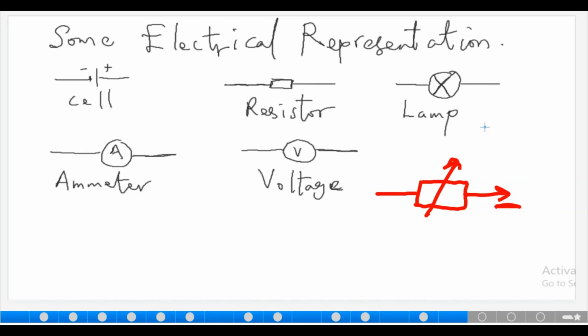But for a lamp, we have this also. For an ammeter, don't forget that the unit of current is ampere, so we represent it with A. For voltage, the unit is volt, we represent it with V.